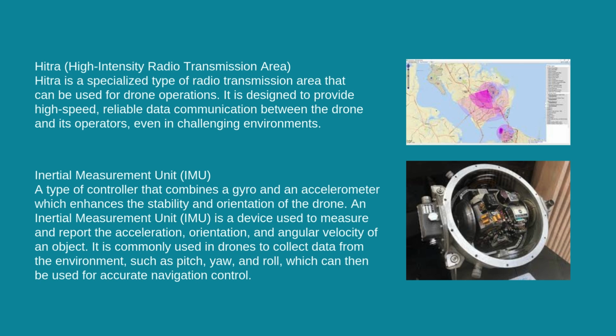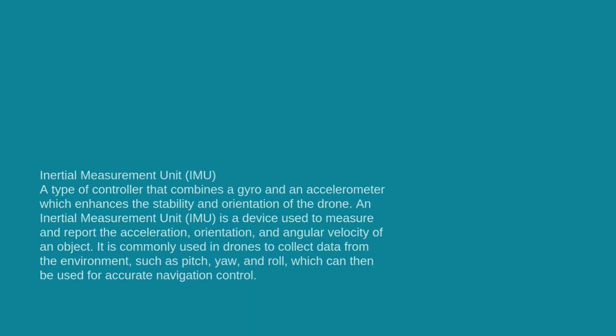Inertial Measurement Unit (IMU), a type of controller that combines a gyro and an accelerometer, which enhances the stability and orientation of the drone. It is commonly used in drones to collect data from the environment, such as pitch, yaw, and roll, which can then be used for accurate navigation control.